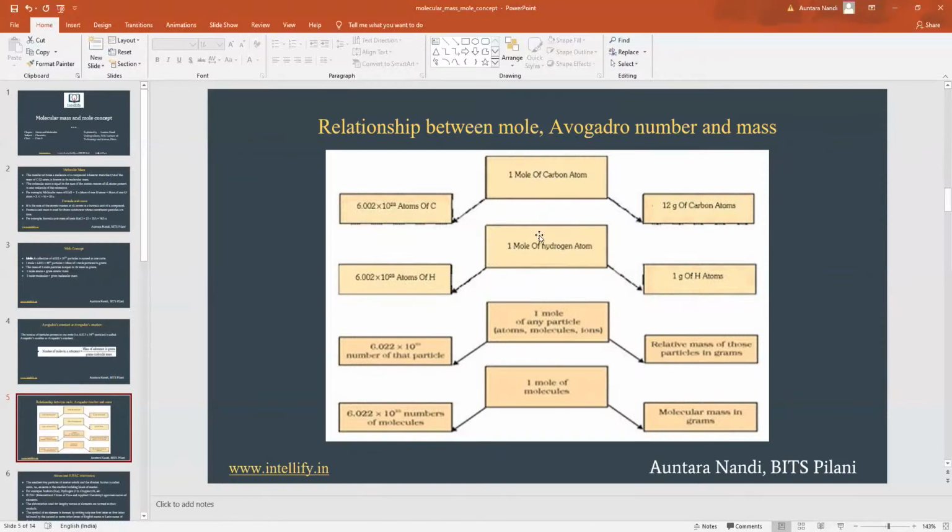1 mole of hydrogen atom, that is 6.022 into 10 raised to power 23 atoms of hydrogen or 1 gram of hydrogen atom. Same goes here. 1 mole of any particles is equivalent to the Avogadro number of that particle and the relative mass of those particles in grams. 1 mole of molecules, 6.022 into 10 raised to power 23 molecules, is equal to the molecular mass in grams.